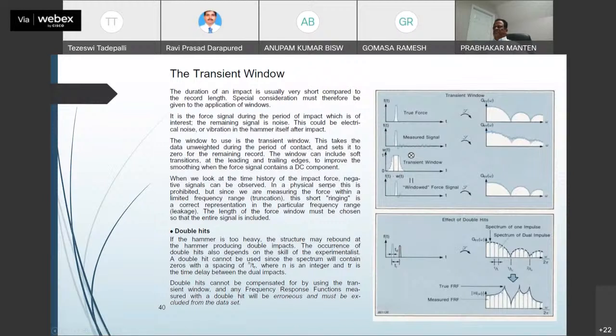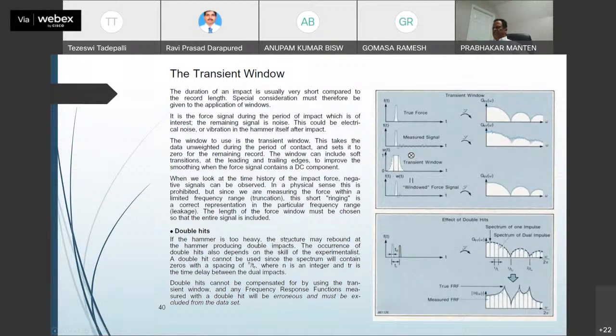When we look at the time history of the impact force, sometimes you observe negative signals in the measured signal, and this short ringing is a correct representation. So you can use the window to take care of that and focus on the impact.